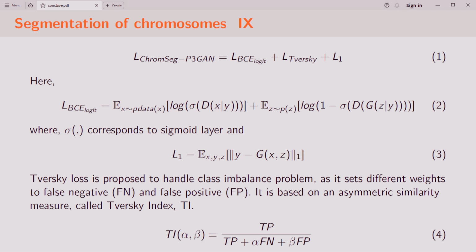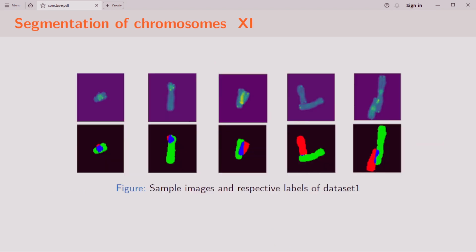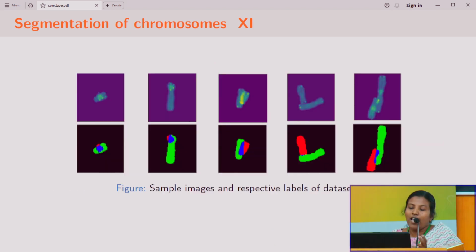We have introduced a combination of three losses here. One is the binary cross entropy with logits loss, another is the Tversky loss. This Tversky loss is very good at handling the class imbalance problem. That is why we have introduced it along with the L1 loss. And this is optimized through training of 250 epochs as well as 500 epochs for both the databases.